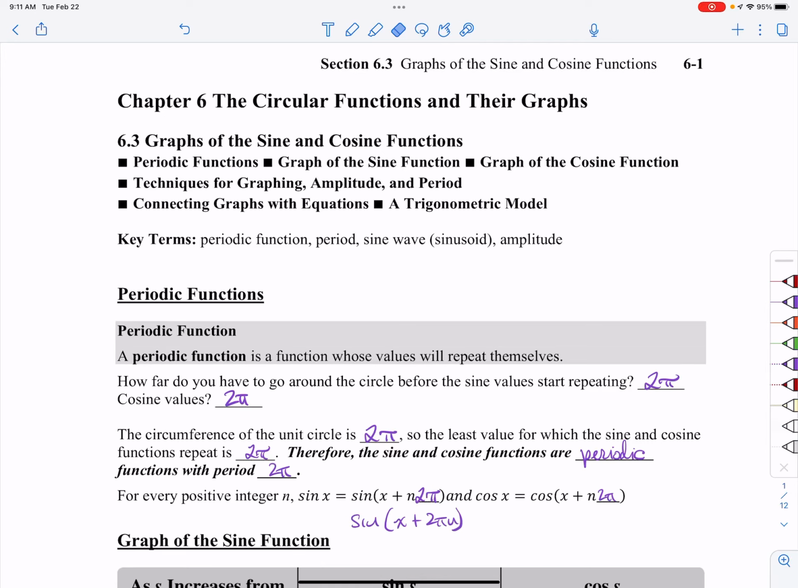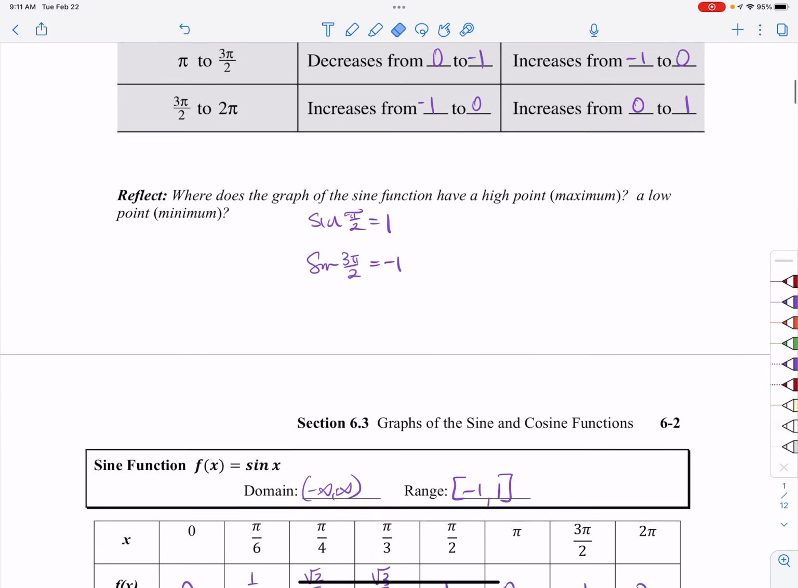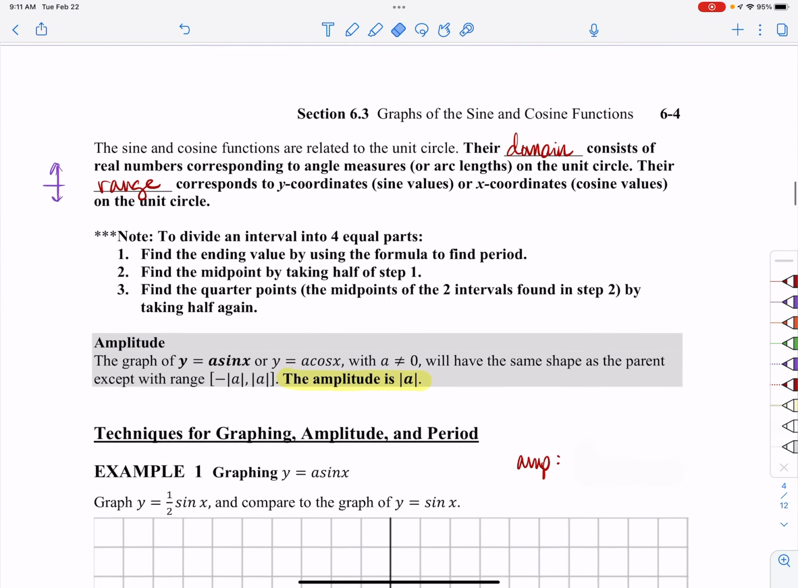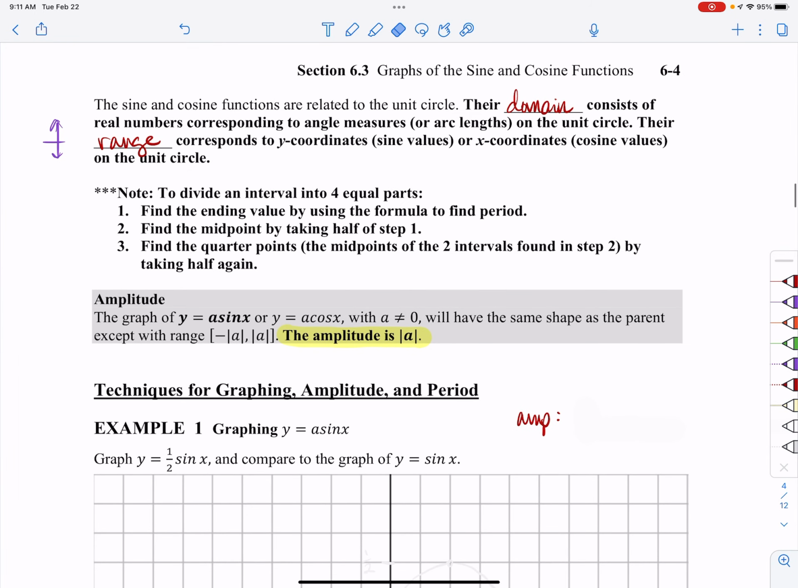Hi there, welcome back. This is going to be the second video in section 6.3 where we're talking about the sine and the cosine graphs. So if you'll go down to the fourth page here, we're going to be taking a look at some examples.